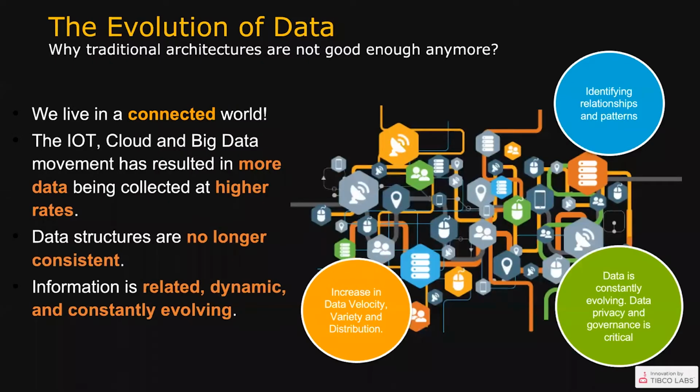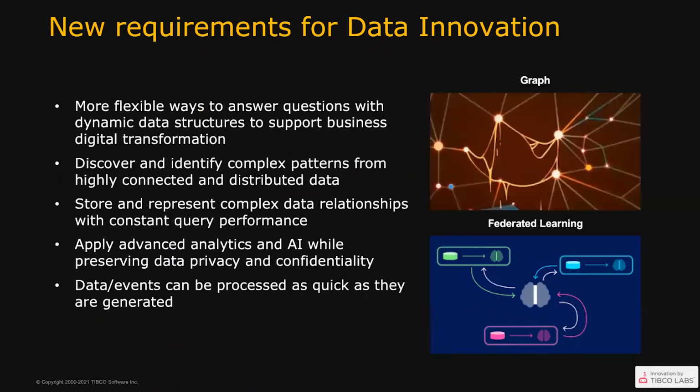Before we start, let's recap what we talked about in the last session. We talked about the rise of data and its evolution. As a result, data structures are no longer consistent, and information is related, dynamic, and constantly evolving. That's why the traditional ways are not good enough to model, store, process, and analyze highly connected data.